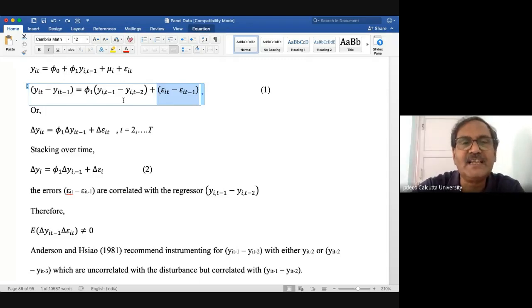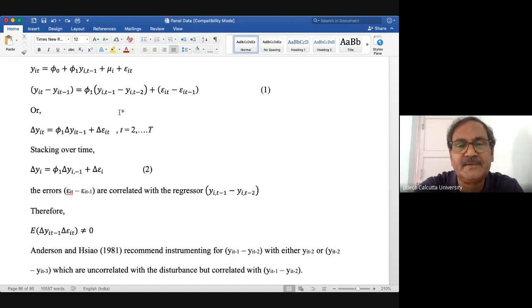Why correlated? Because your original specification is AR1. So by the AR1 structure, we can say that yit minus 1 is correlated with yit minus 2, yit minus 2 is correlated with yit minus 3, etc. So if we consider yit minus 2, then this variable will not be correlated with the error, but will be correlated with the regressor. Therefore, yit minus 2 may be one possible instrument that could be used for estimation.